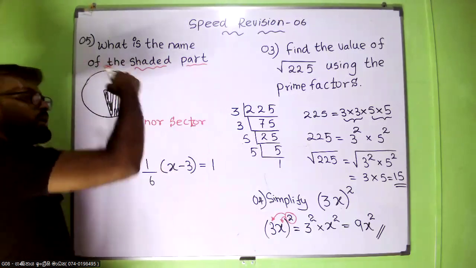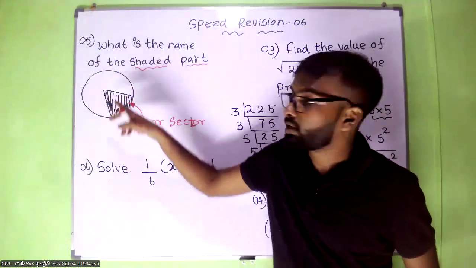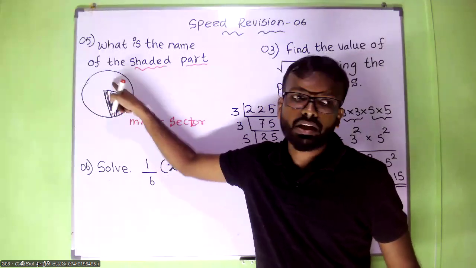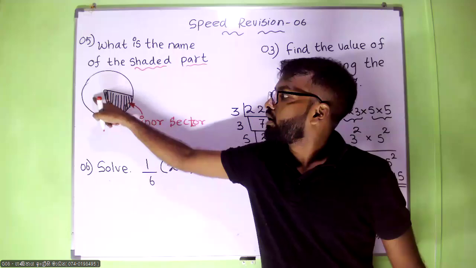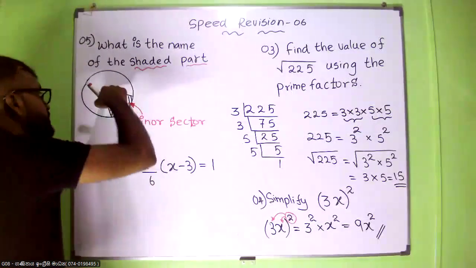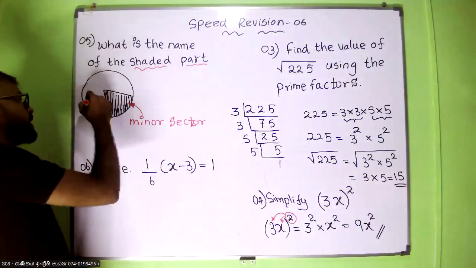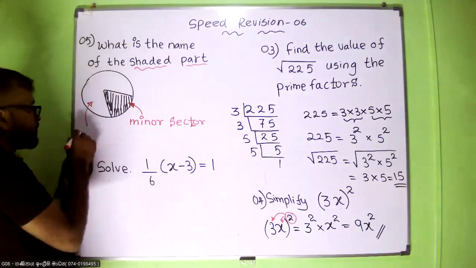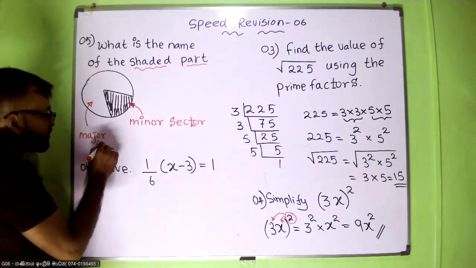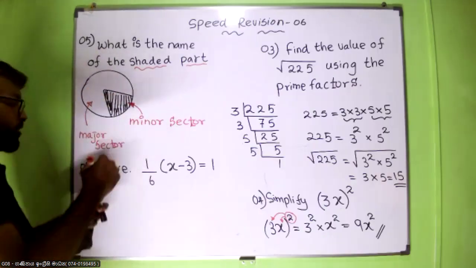And what are we calling the bigger part, the rest? If this is the minor sector, what can we call this? Can anyone say? Major sector. Excellent, super. So if this small shaded part is the minor sector, this big part is called the major sector. If you cannot remember, you can write this: major sector. Okay, now I think you have done this.